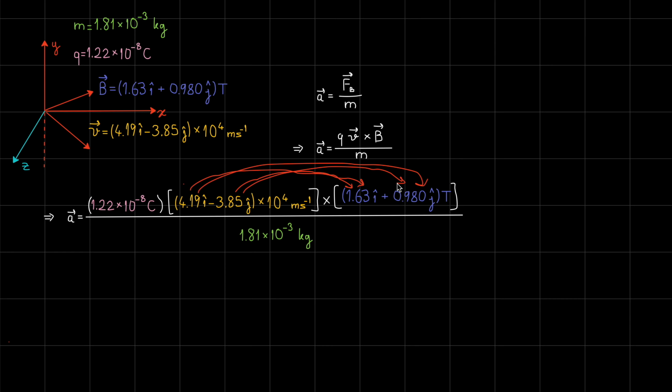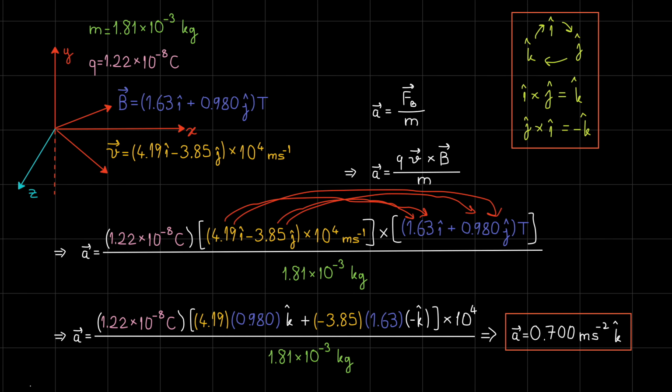Why is this expected? Because vectors v and B lie in the xy plane, and the force vector should be perpendicular to the plane defined by the velocity and magnetic field vectors. So let's go ahead and calculate this numerically. Here's how we do the cross product. Again, I'm following the unit vector cross product rule that I have summarized here. So we have two terms surviving.